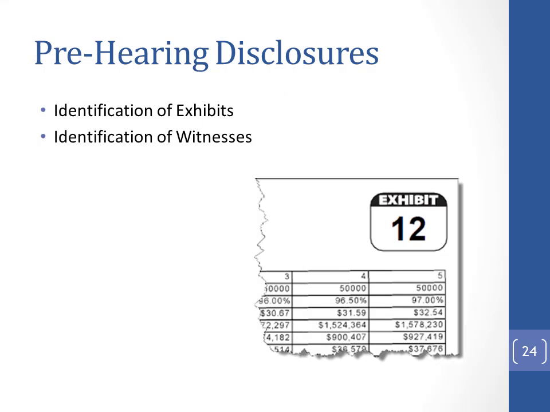Going to the next slide, pre-hearing disclosures would also be a procedure that you would follow before you get to the arbitration hearing. And this would involve identification of any exhibits that you intend to use at the hearing. And you would also identify any witnesses who intend to testify. If there's a witness who's not going to show up at the hearing, but they were deposed, you may designate portions of their deposition for the panel to consider in connection with the hearing.